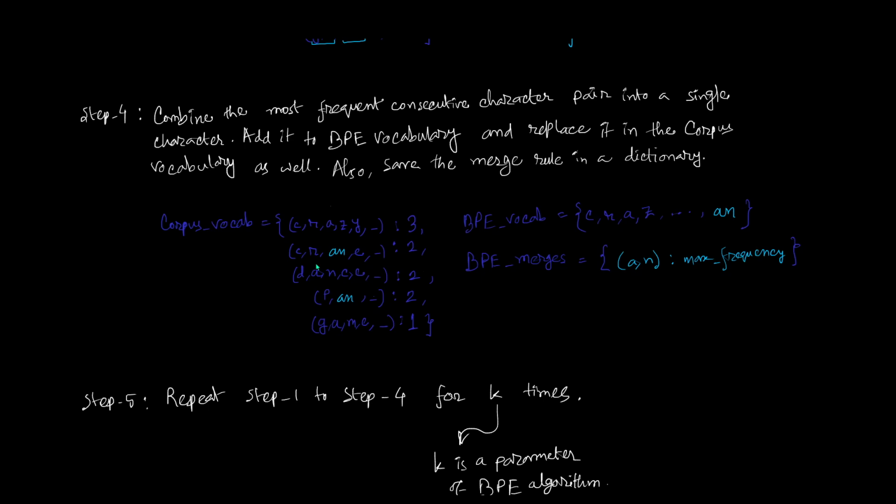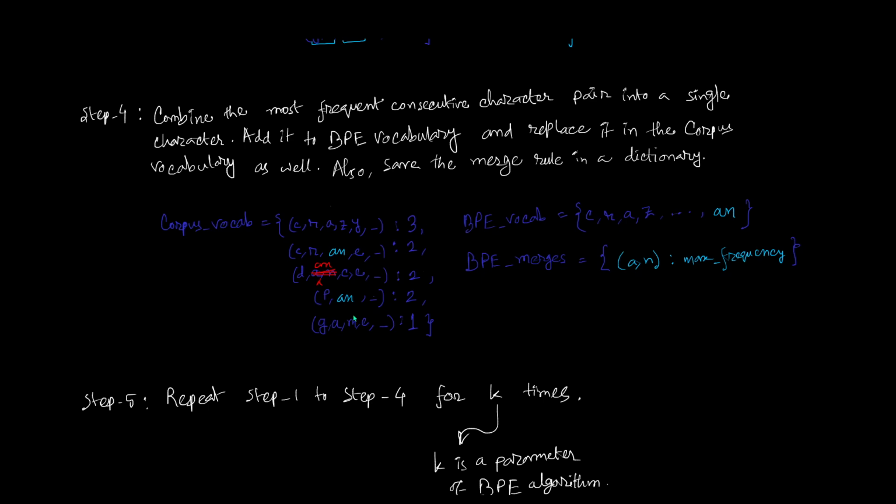So crazy 3, but in case of crane, we are going to have CR, then AN as a single character, then E, then underscore, like this. Sorry, here I forgot to edit. So in case of dance also, we need to have a single character. So D, AN as a single character, CE, underscore.